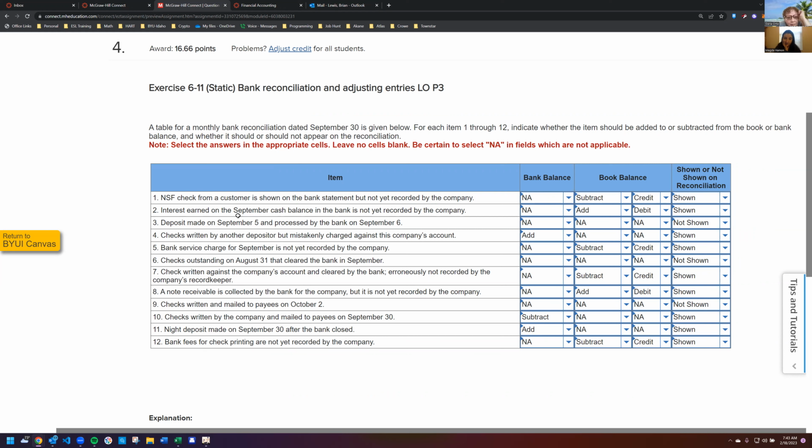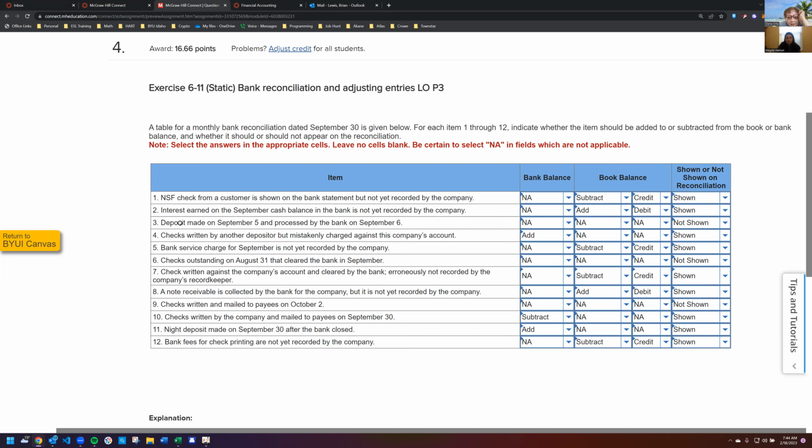On the interest earned, this is going to be a bank statement issue, not recorded on the company's books. So once again, it's on the bank statement, but not on the books. So ignore the bank statement. It's going to be an add because it's effectively a deposit. It's an increase to your book balance, and an increase on the book balance is going to be a debit. And it's shown.